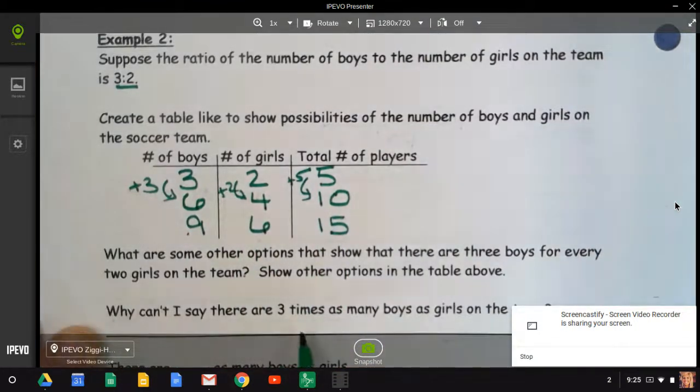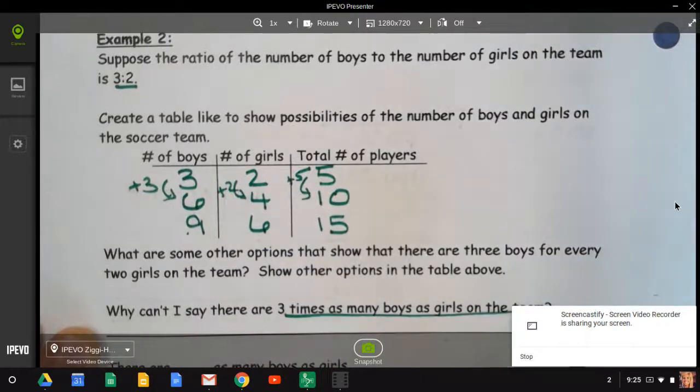All right, why can't I say there are 3 times as many boys as girls on the team?